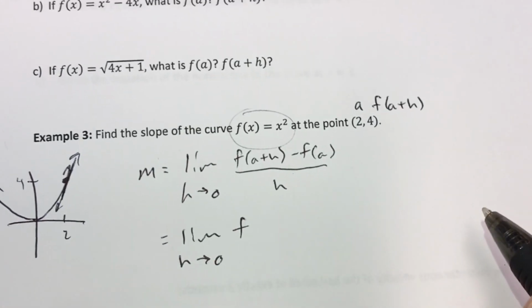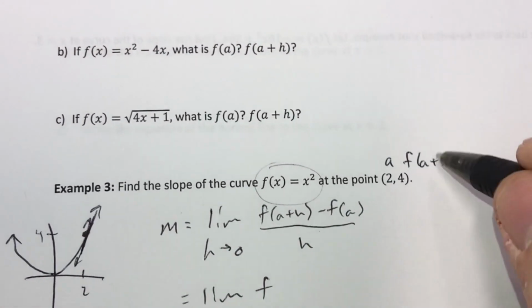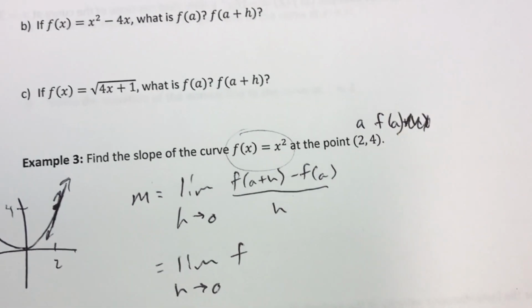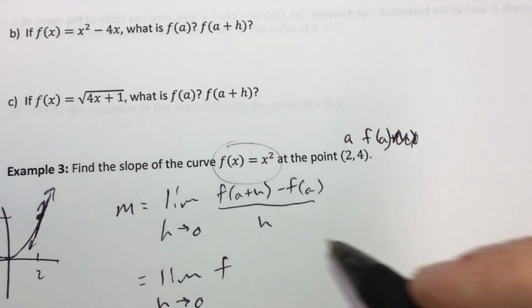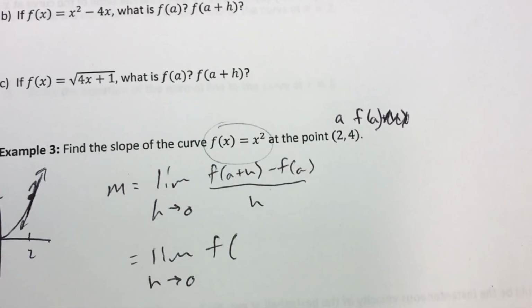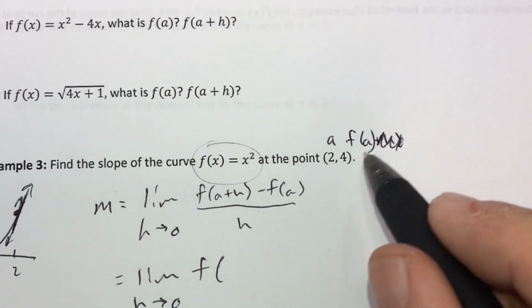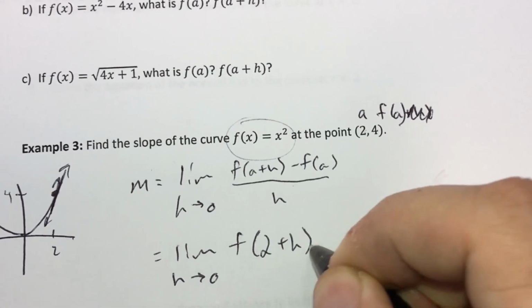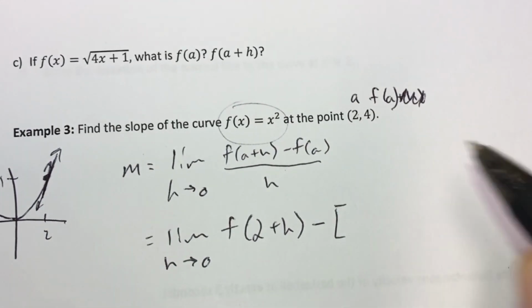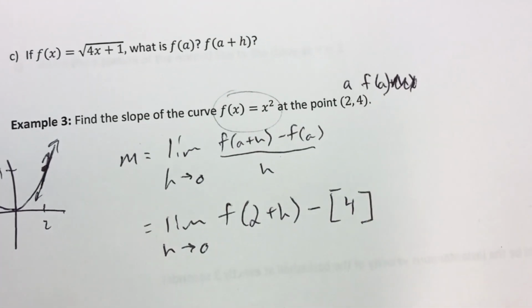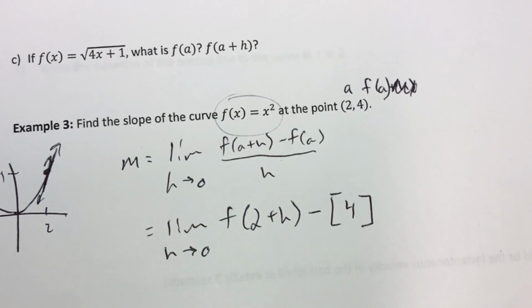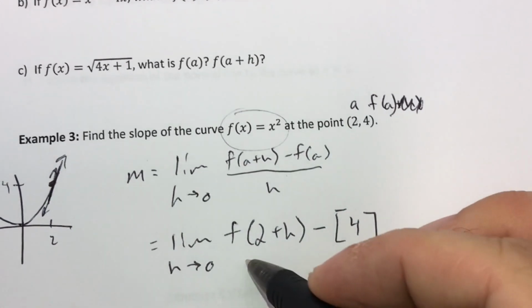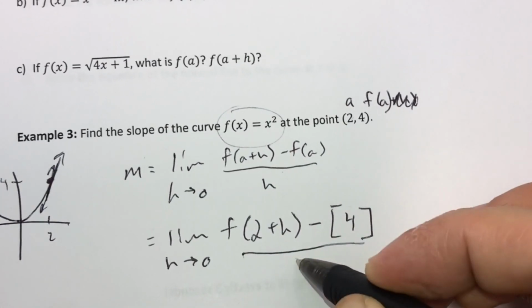And f of a is 4. I'm sorry, that's f of a, not f of a plus h. I apologize, that's just f of a. So f of a plus h, we don't know what f of a plus h is yet. We are going to plug in a value of 2 plus h, then minus f of a, which is just 4. And that's all over h.